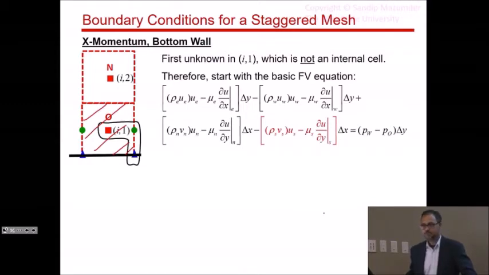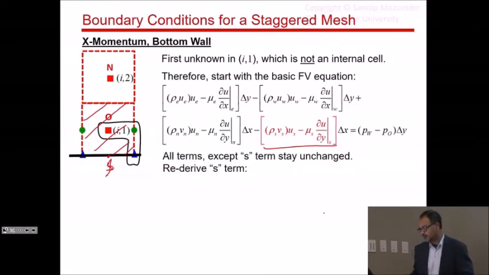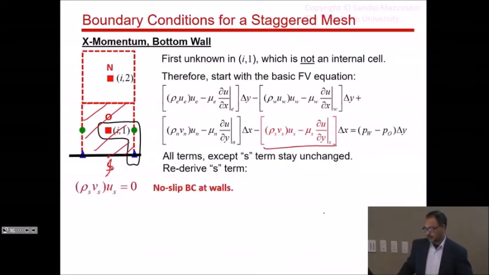Okay? So we need to figure out what this flux expression is for the southern face, which is this face right here. This is my small s. All right? So all terms stay the same except the s term. Clearly, the first advective term is equal to 0. Why? Because we have no slip boundary conditions at the wall. So both Vs and Us are 0. All right? So that's pretty straightforward.